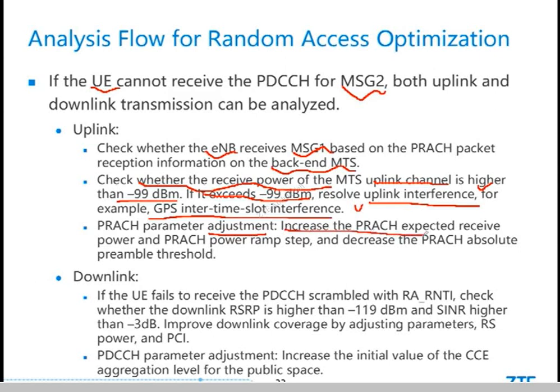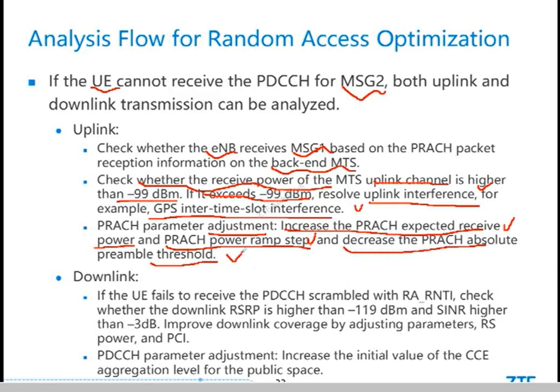Increase the PRACH expected receive power. If the power is not enough, we can increase the PRACH expected receive power, and also the PRACH power ramping step. What does it mean? Do you remember the parameter? The more power you transmit, the better the eNodeB side can get the preamble, right? And increase the PRACH preamble max transmission.